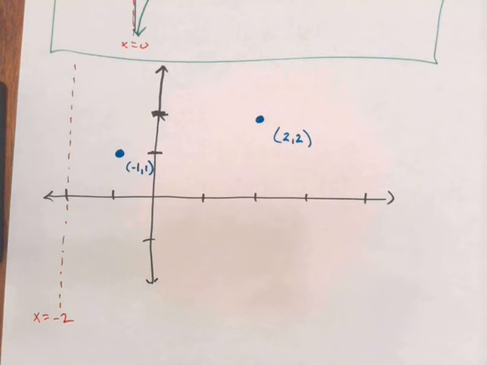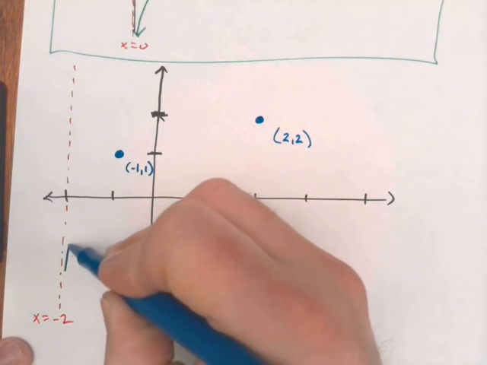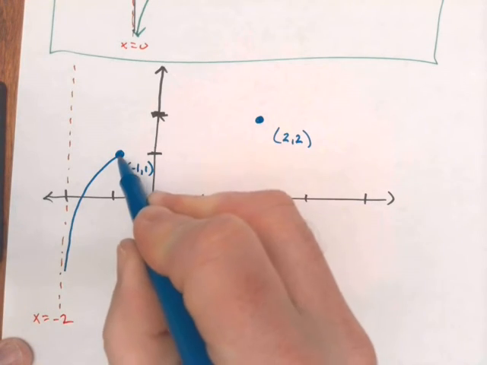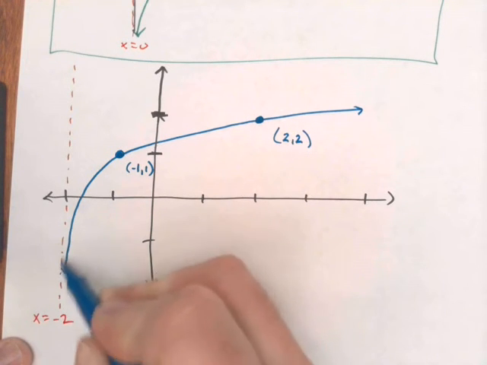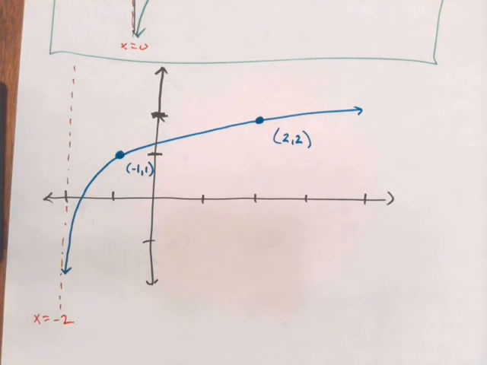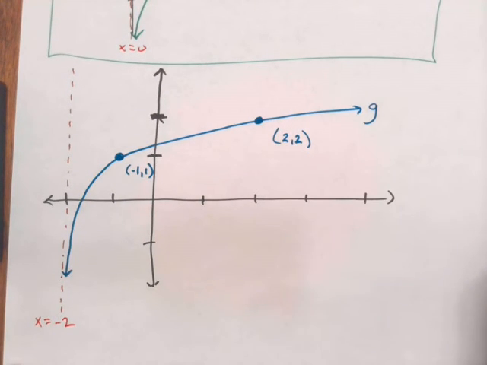And then from there, we draw in our shape. Graph starts here, close to the vertical asymptote down at the bottom of our graph, and then curves using a log shape and goes through those other 2 points. This is a decent sketch of function g.